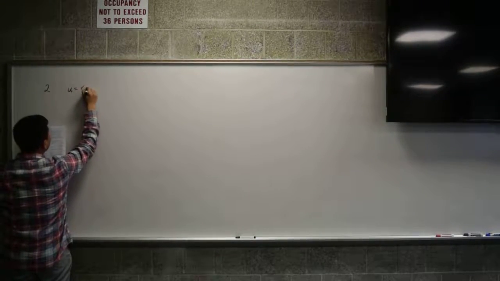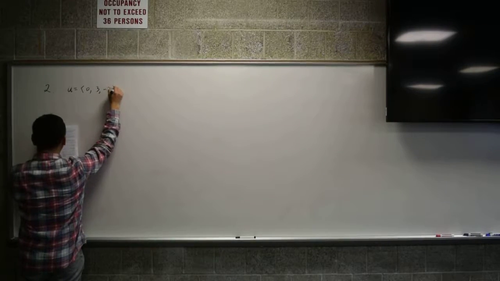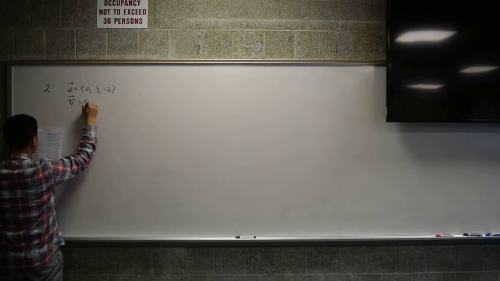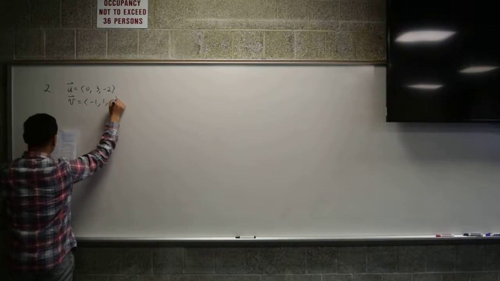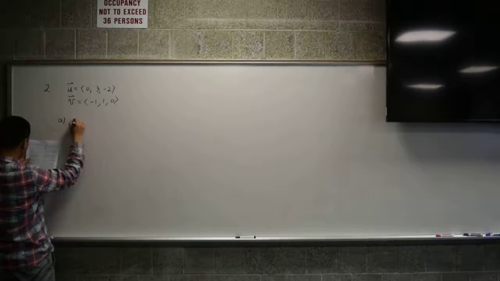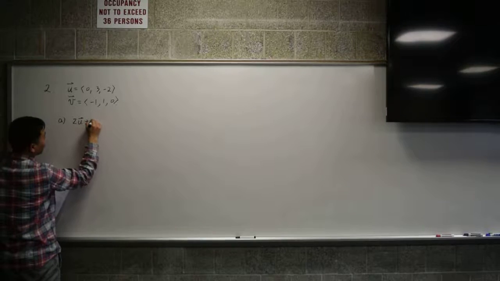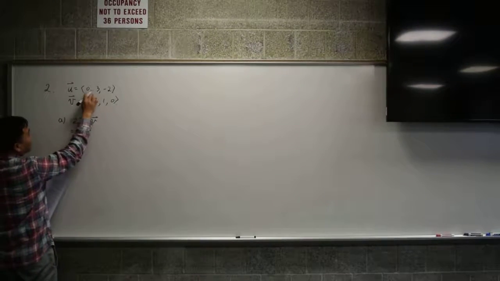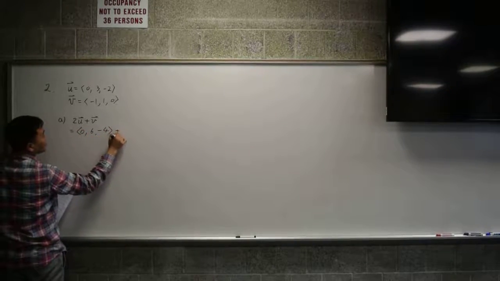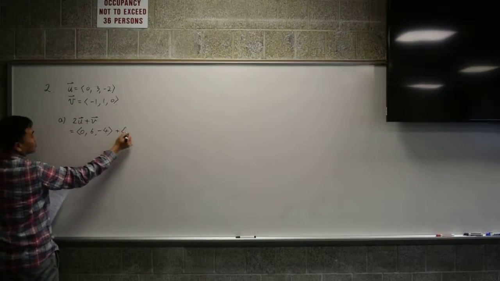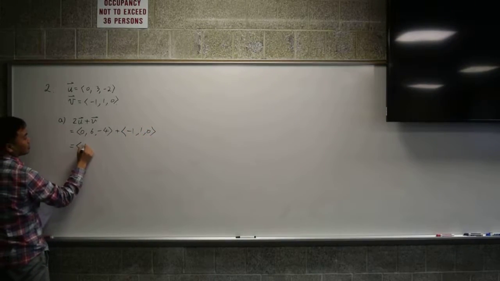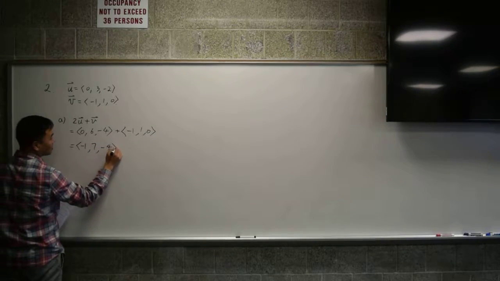u equals 0, 3, negative 2, v equals negative 1, 1, 0. And first question is 2u plus v. That's easy. It's just twice this, which is 0, 6, negative 4, plus negative 1, 1, 0, so that you get negative 1, 7, and negative 4.